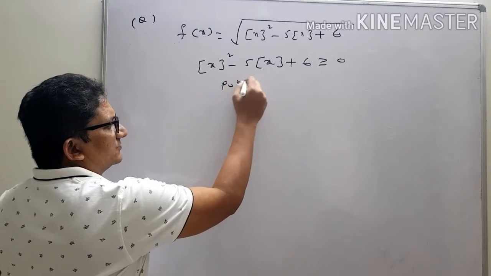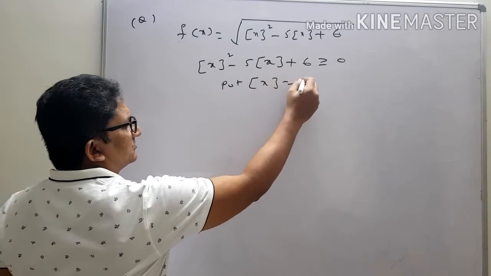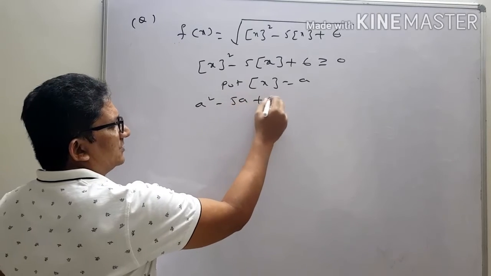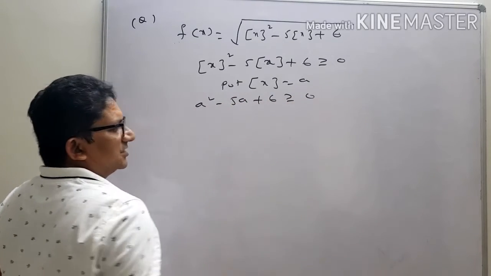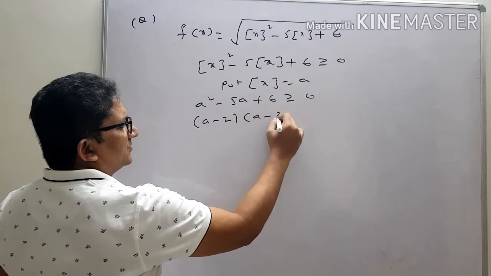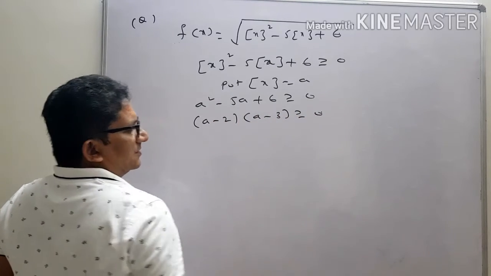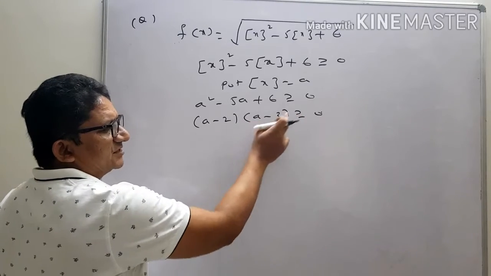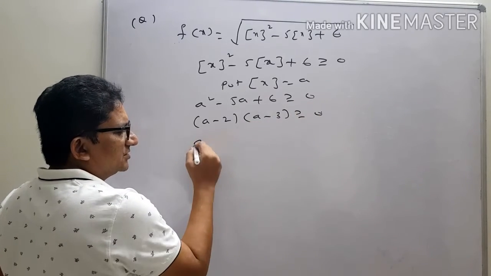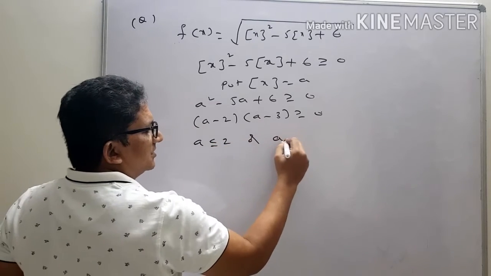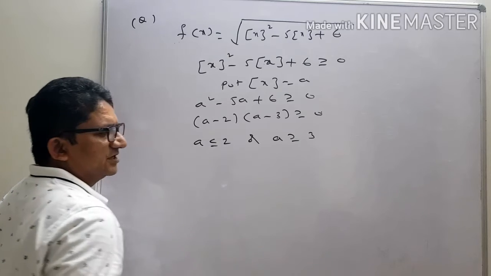So here, for our convenience, put [x] equals some a. Then it appears like a square minus 5a plus 6 is greater than or equal to 0. We know the two factors are a minus 2 and a minus 3. So a minus 2 into a minus 3 is greater than or equal to 0. Two factors greater than or equal to 0, we know that a is less than or equal to the least value, or a is greater than or equal to the highest value.